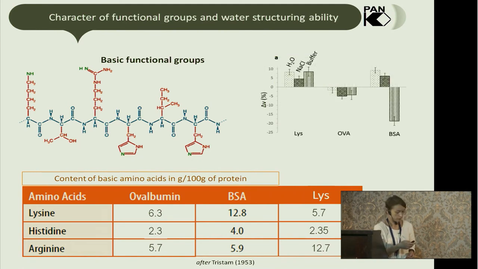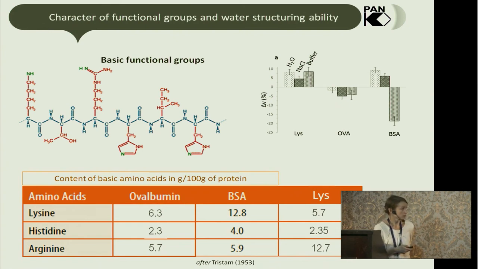So if we look at the results, this is a table that shows the amount of those hydrophilic and basic functional groups in different proteins. So in our BSA and lysozyme, the amount is quite the same. If you see the water structuring effect in water only, it's quite similar, unlike in the case of ovalbumin, which has fewer of those groups and it has less structuring effect.